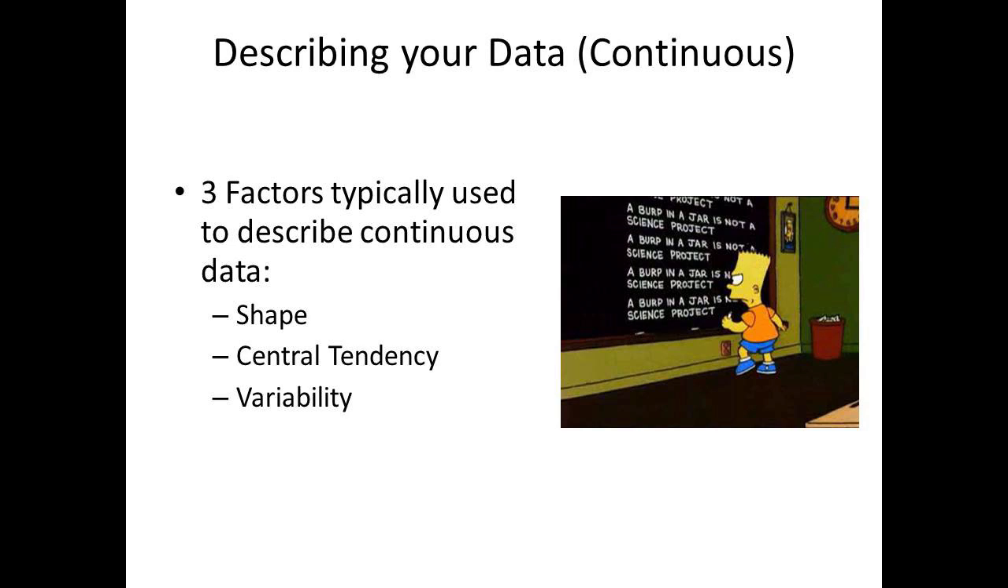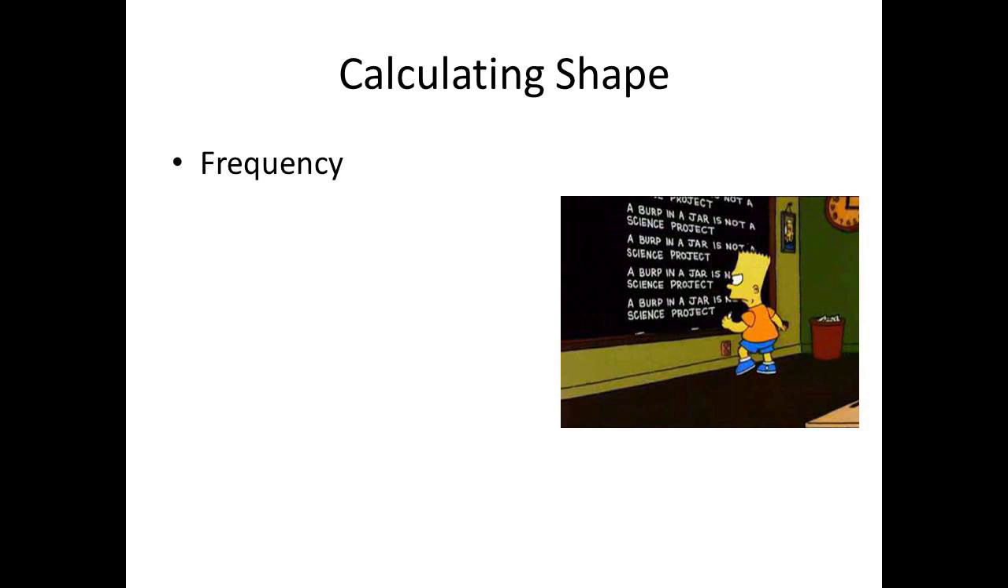Now, these are also a little more complicated than with categorical variables because they have to be, well, calculated and not just counted the way we were doing with frequencies. So let's start with shape. In order to figure out the shape of your data, we actually start in the same place we started in categorical, by calculating the frequencies of each possible score in a data set.